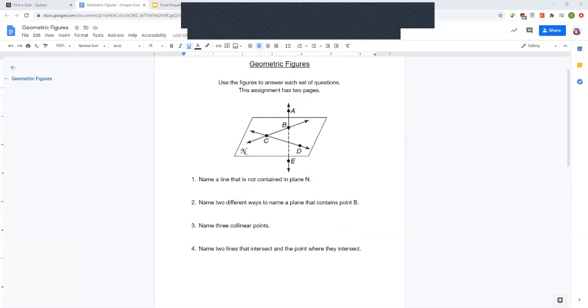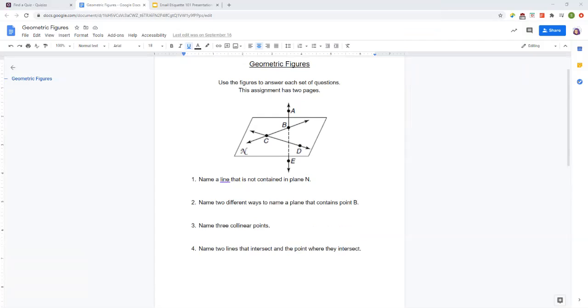Name a line, you see, that is not contained in plane N. All right, so we want to find plane N. Here's the N right here. So it's this plane here that you're going to worry about. I don't think that works this way. Let me try this. Yep.